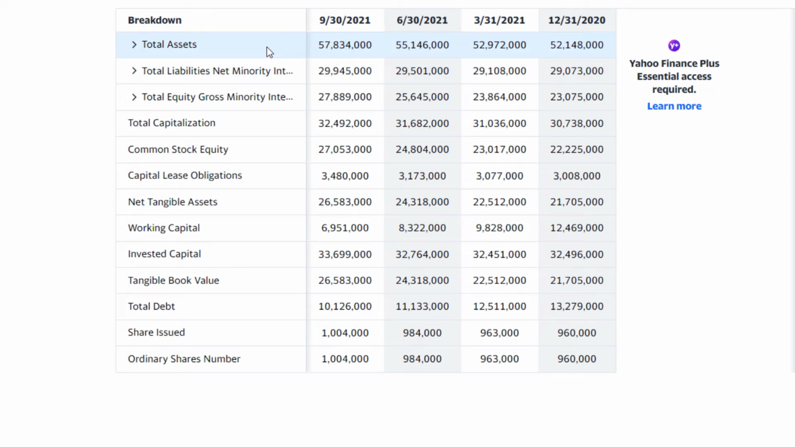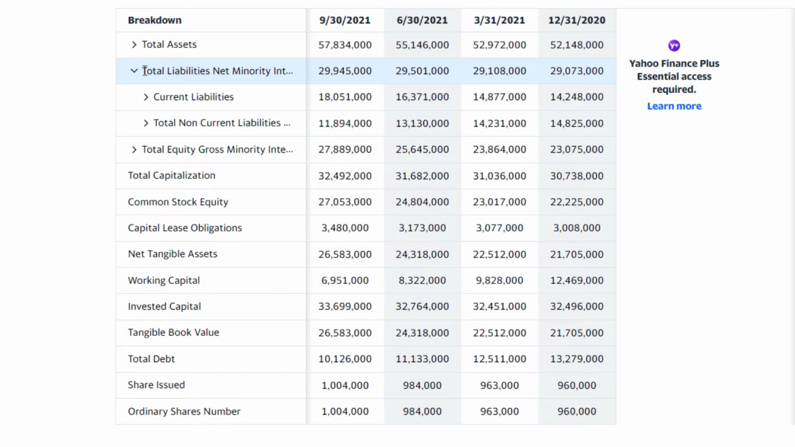Now we owe money too. We owe things, and that's where we have our total liabilities. If we look at total liabilities, that's where you have your current liabilities, things that are due within a year, and non-current liabilities. This is a good number to look at too. Is most of our stuff due soon, or is most of it due later?